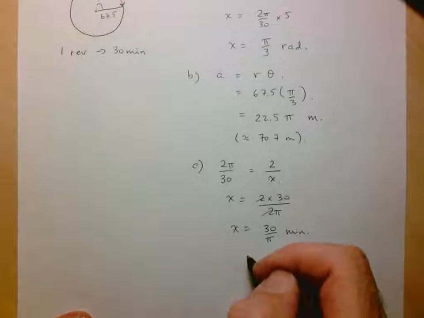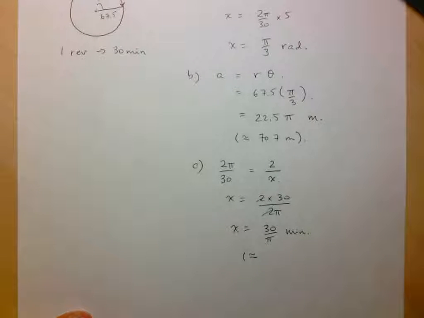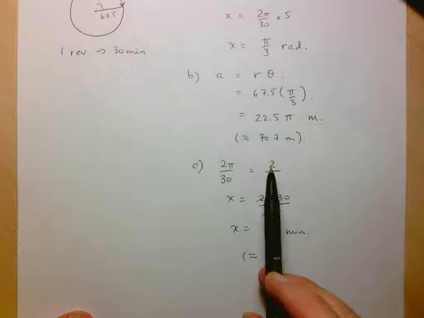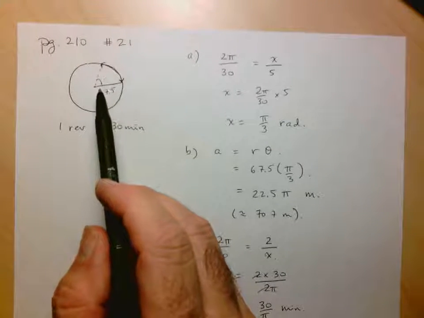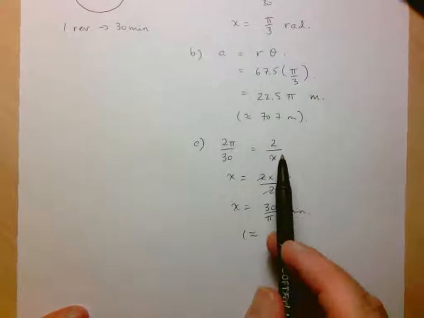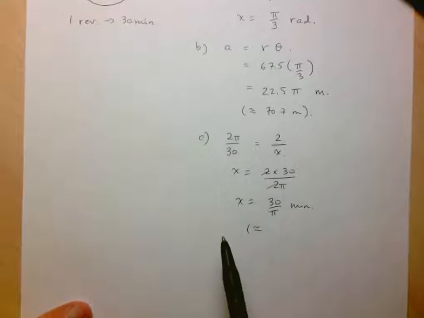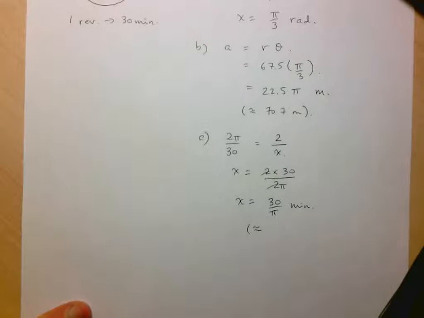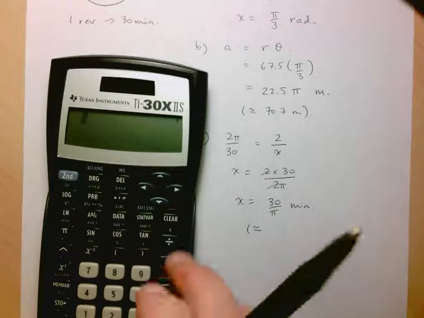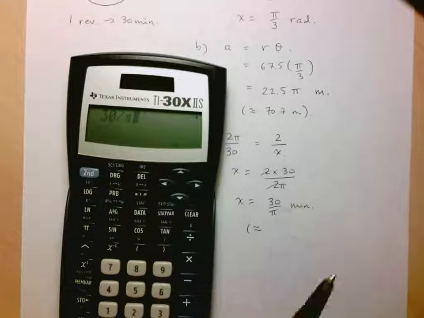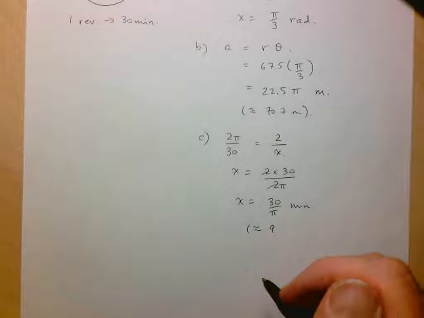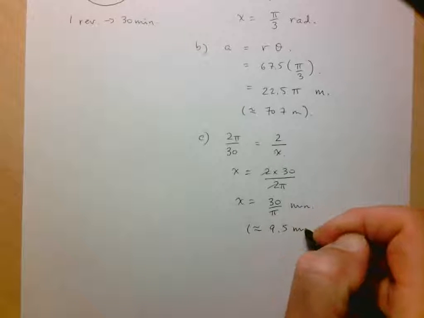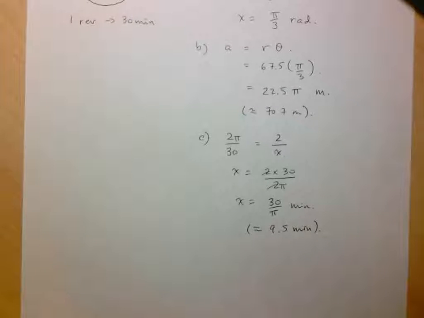If we want to know about how long that is, let's actually think about it. We know going all the way around the circle is 2 pi radians, so just over 6. So 2 radians is a little less than a third of going all the way around. Our answer should probably be a little less than 10, which it looks like it will be. 30 divided by pi is 9.5. As we expected, it should be a little less than a third of the time, so 9.5 minutes. Okay, let's move on to D.